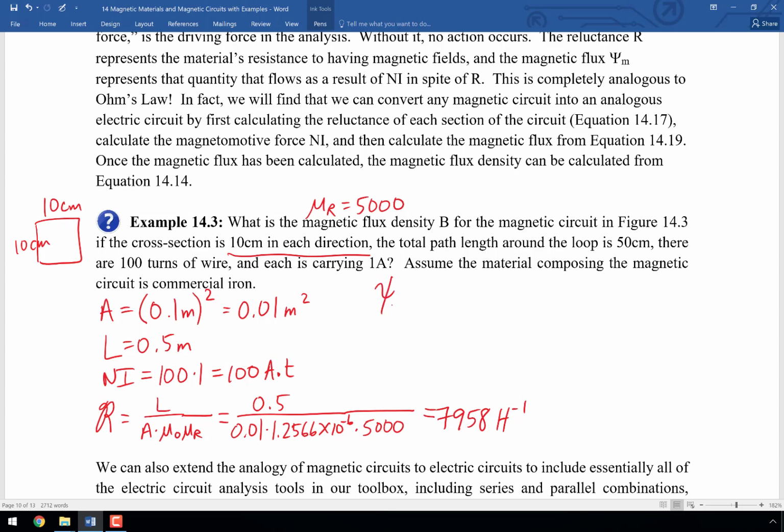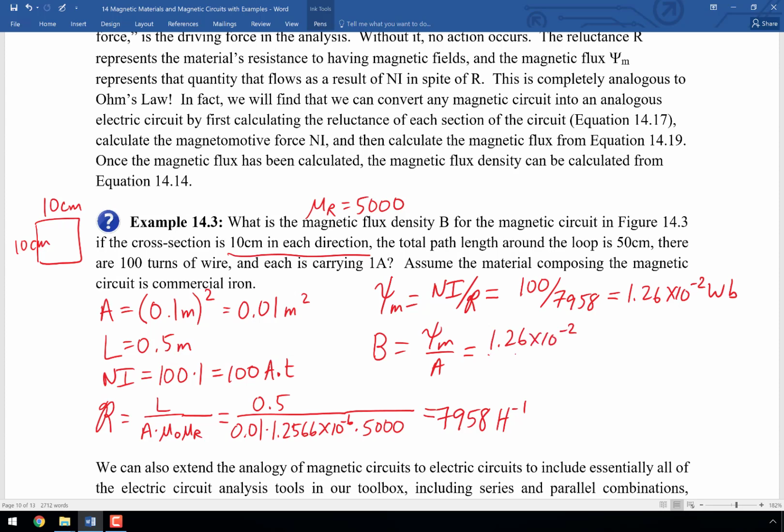And then from there, we can calculate psi sub m is equal to NI divided by the reluctance. That's Ohm's law for magnetic circuits. This then is 100 divided by 7,958, and that works out to be 1.26 times 10 to the minus 2 Webers. Webers are the units of magnetic flux. And then B is equal to psi sub m divided by the area, and we've already calculated the area, so this is 1.26 times 10 to the minus 2 Webers, divided by 0.01 square meters, and that works out to be 1.26 Tesla.